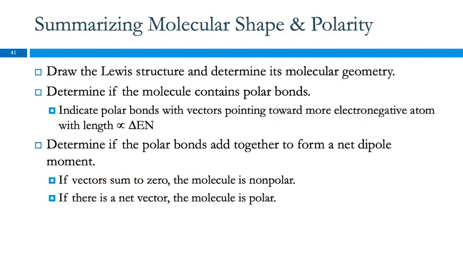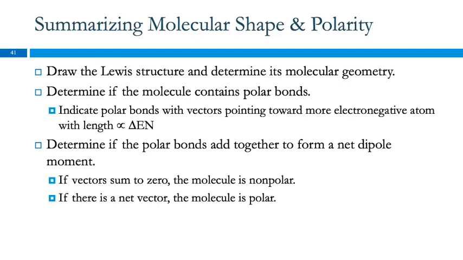So in determining polarity, we first draw the Lewis structure and identify the molecular geometry. That's what we covered last week. Then we're going to identify, does the molecule have polar bonds? If all the bonds are nonpolar, the molecule has to be nonpolar because all the vectors are 0. And so it doesn't matter what direction they would be going, they're just all 0. So you can only have a polar molecule if you have polar bonds.